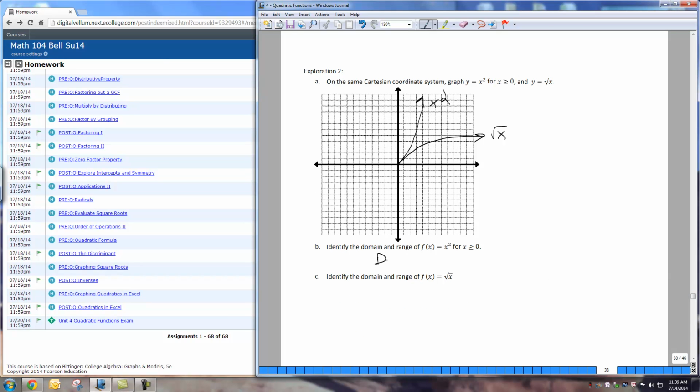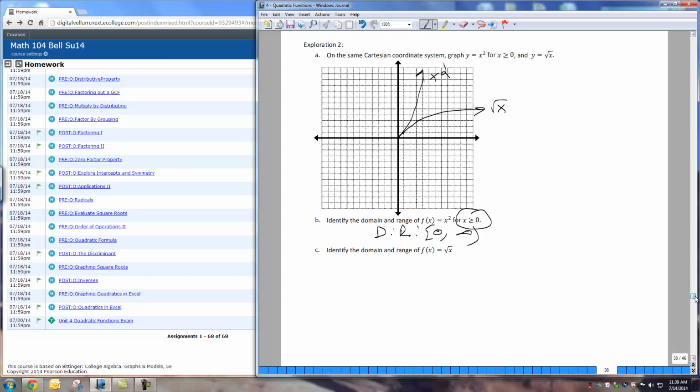Identify the domain and range. They're actually both the same. The domain and the range are from 0 to infinity. This is the definition of the domain: x must be greater than or equal to 0. So it gives us the domain right away.